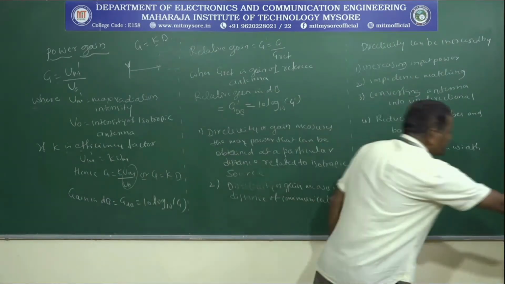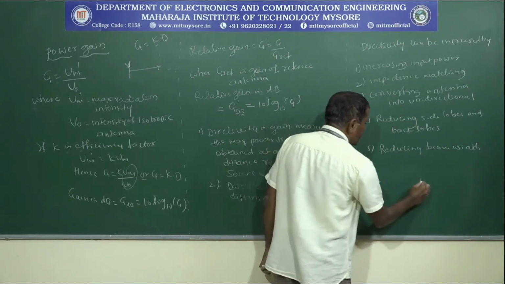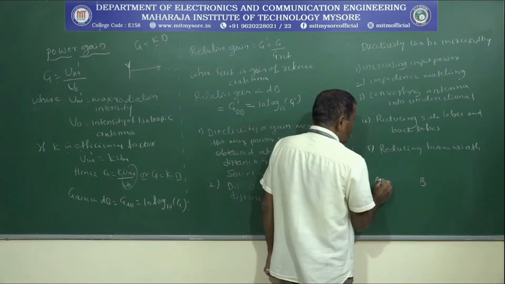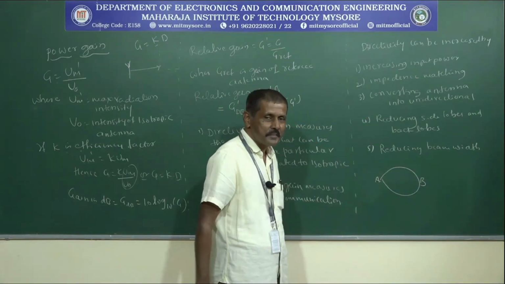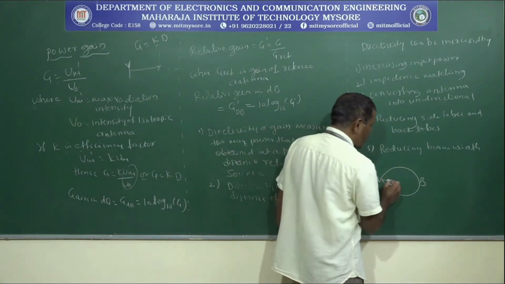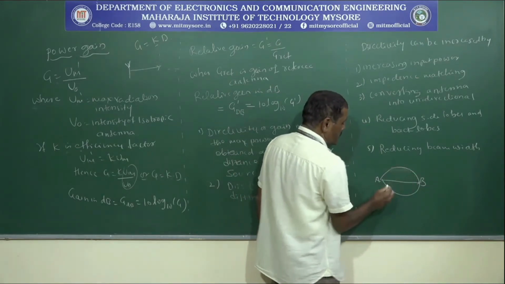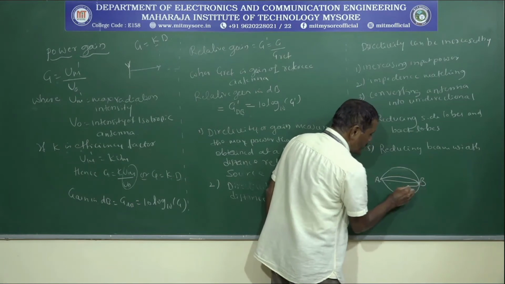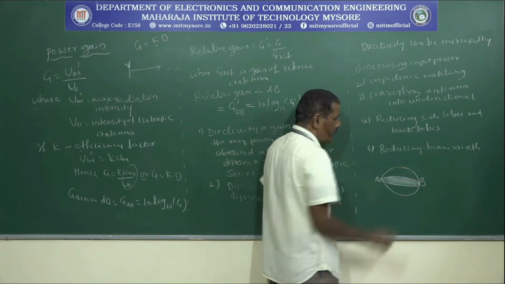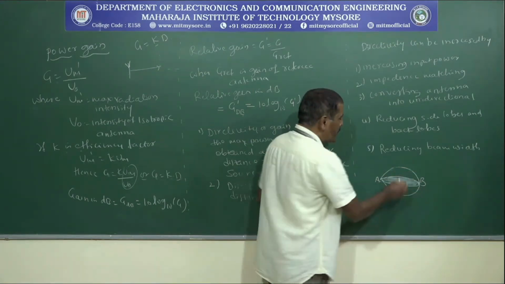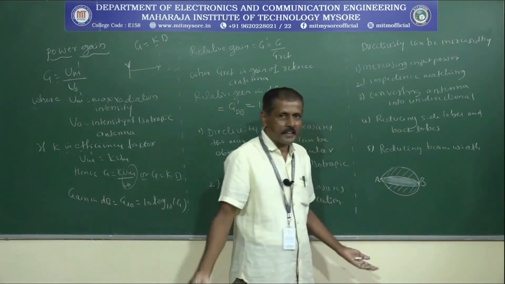Reducing the beam width means, suppose this is station A and station B. If your beam width is of this size, then unnecessarily, because you want to communicate with this particular person, this power is wasted. If I need only the beam width of this size, this much is sufficient for us to communicate A with B. But here this power and this power are unnecessarily wasted.